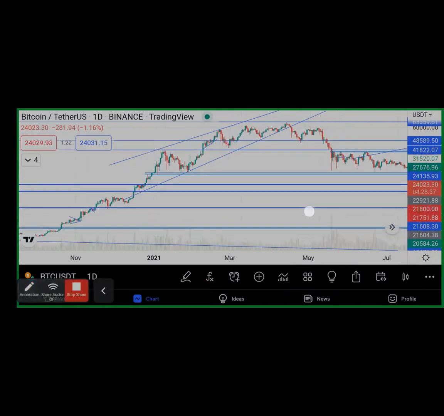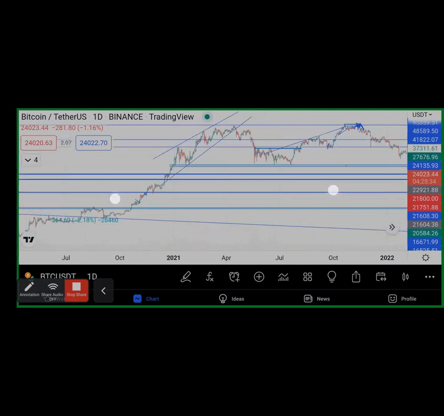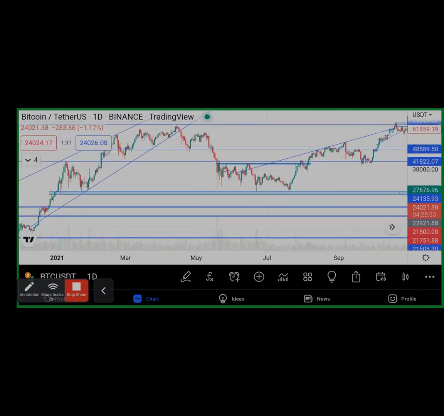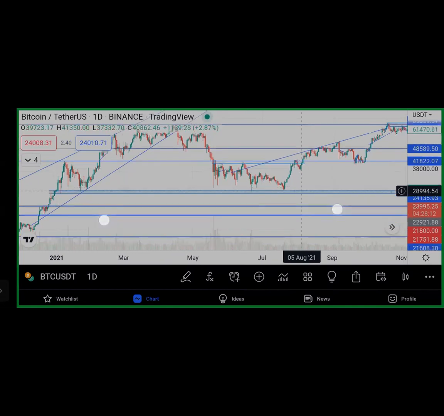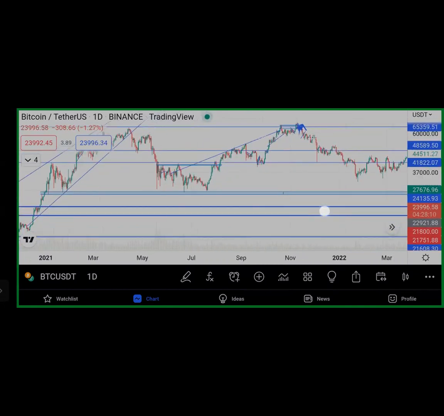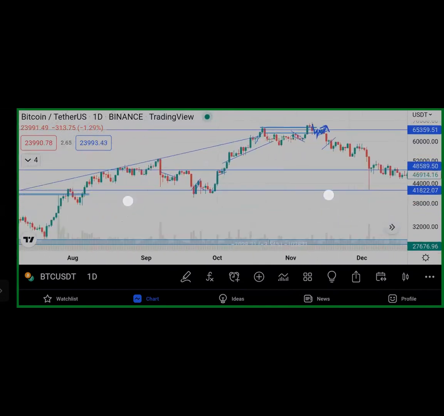What else? Since then, the market fell from the price of 62K to 30K. Imagine just a single rising wedge that formed on a daily time frame fell BTC from 62K to 30K. That's more than minus 50% before the market started going up again.